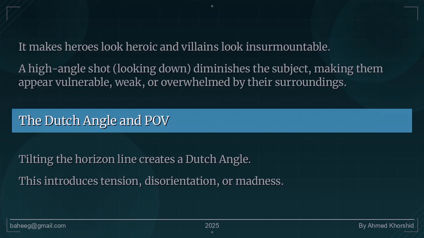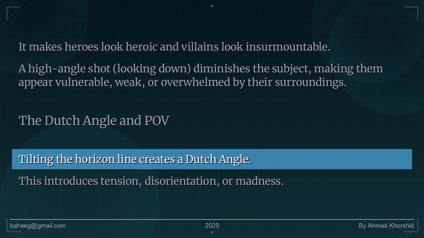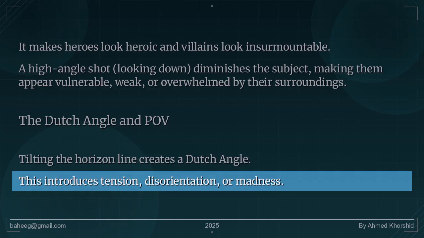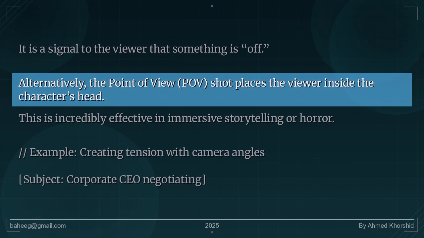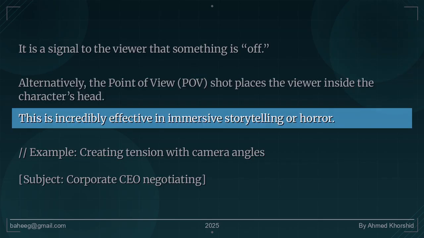The Dutch angle and POV. Tilting the horizon line creates a Dutch angle. This introduces tension, disorientation, or madness. It is a signal to the viewer that something is off. Alternatively, the point of view, POV, shot places the viewer inside the character's head. This is incredibly effective in immersive storytelling or horror.